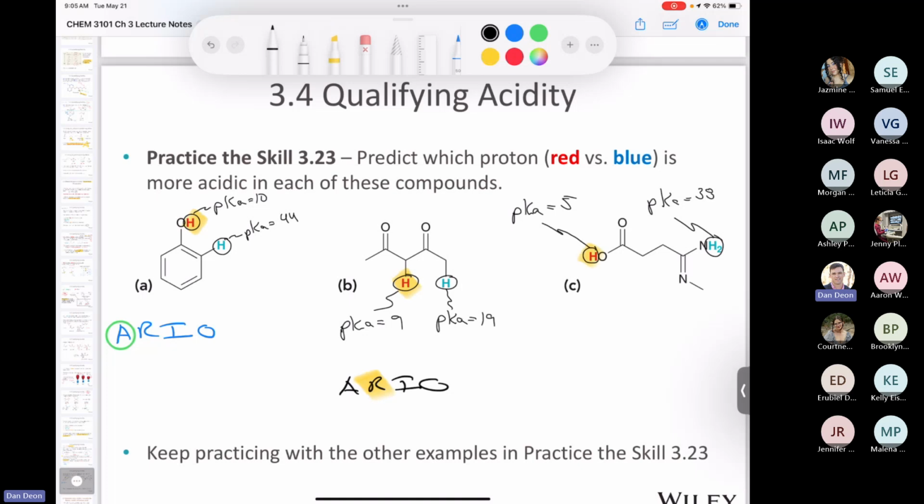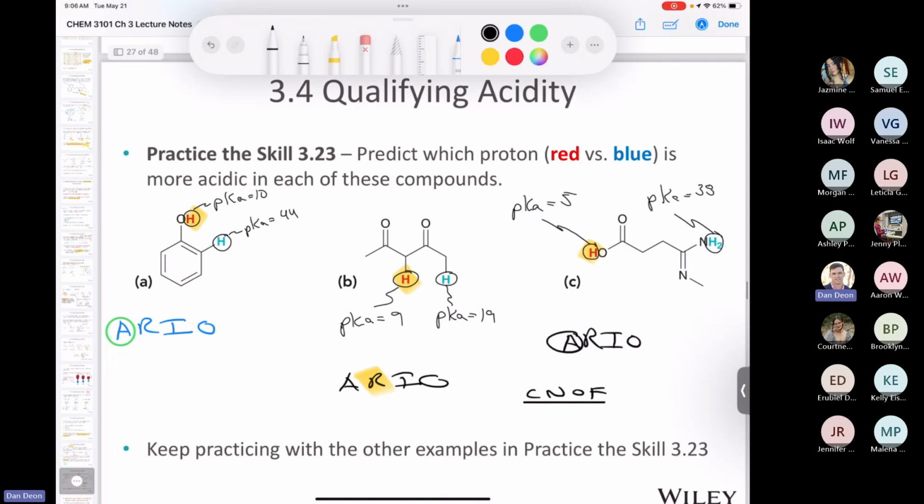And in that case, with ARIO, you could totally use atom. The negative charge on an oxygen is going to be more stable than the negative charge on a nitrogen. Why? Because we have carbon, nitrogen, oxygen, fluorine. They're in the same period, and oxygen is more electronegative than nitrogen. And there you go, my friends.